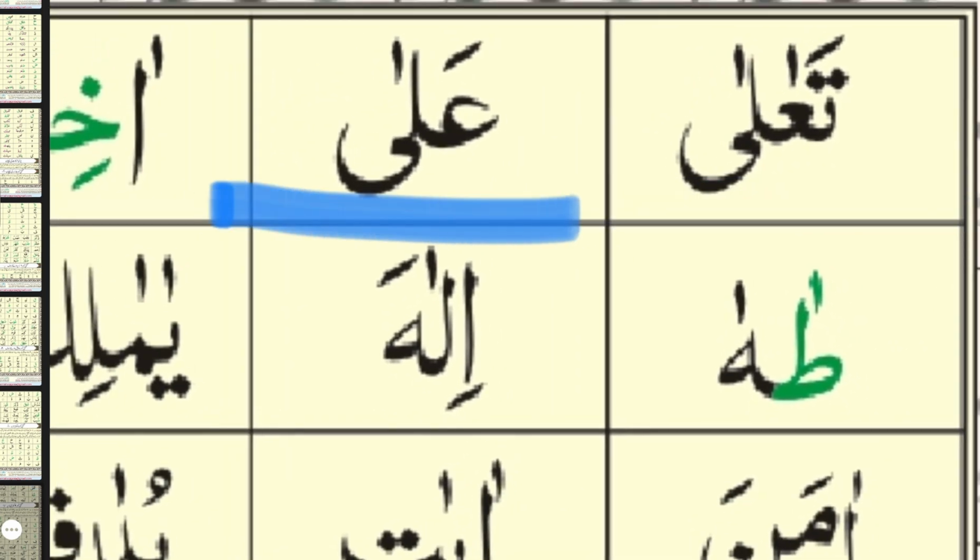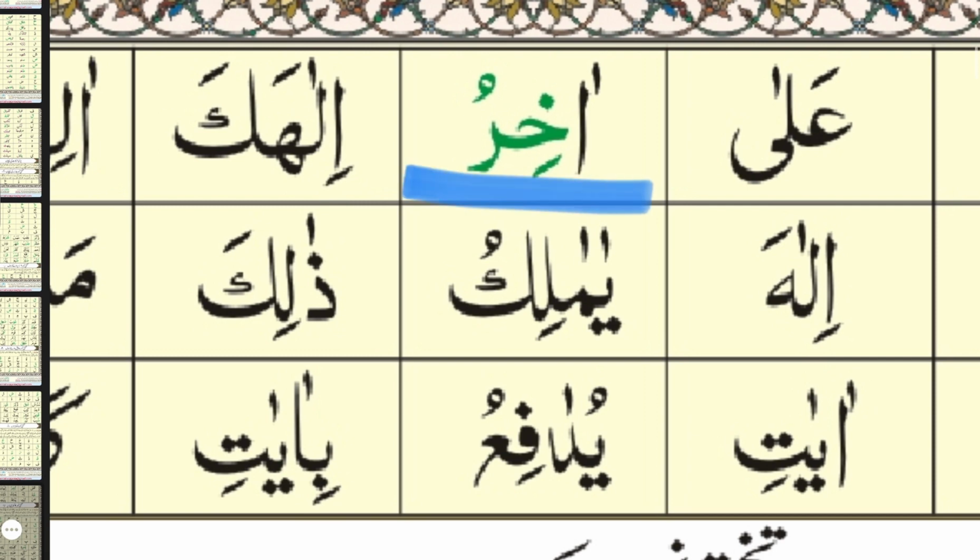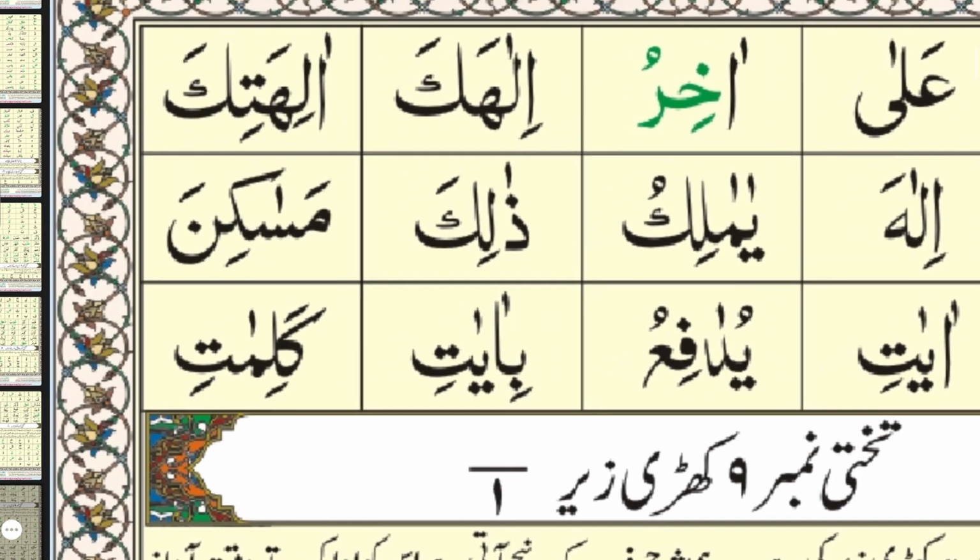The next one is ala. Next one is akhiru, akhiru. Ila, ilahaka, ilahaka. Now let's move on to the next type of mad.